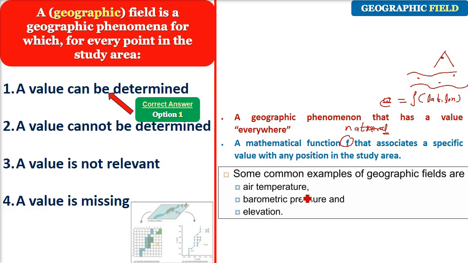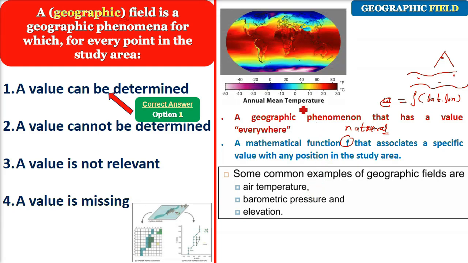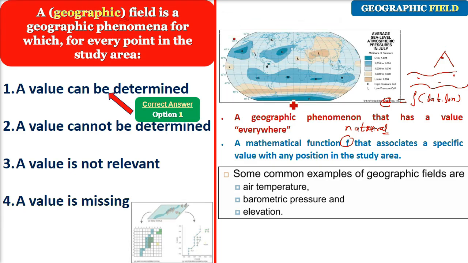So there are certain examples of geographic fields. This is the air temperature. Now the whole world's temperature can be defined. Even if you go outside Earth to a different galaxy, to different planets, there also the air temperature can be defined. Then comes the barometric pressure. Every point of the Earth has a certain pressure, or even the outside world. So the barometric pressure can be defined in terms of a geographic field. This can be a field and every point will have a value.